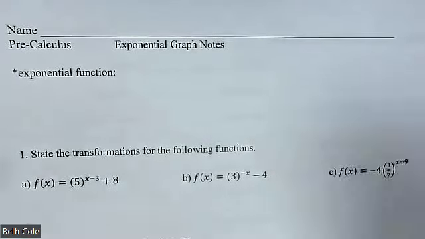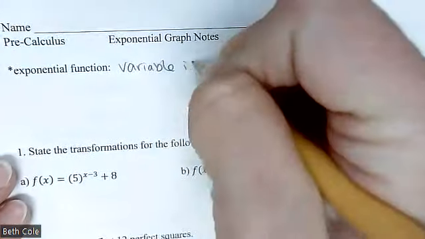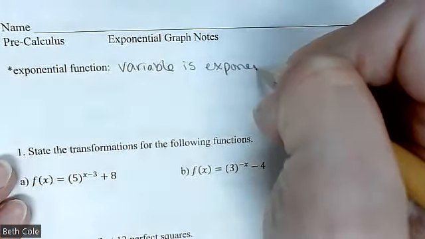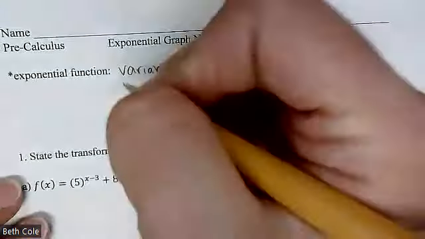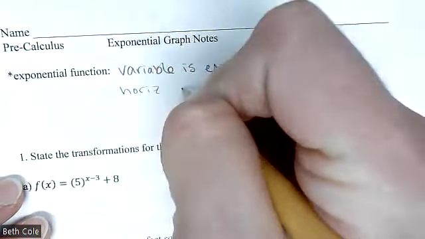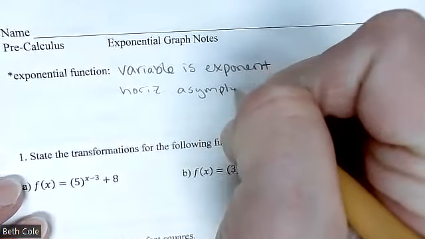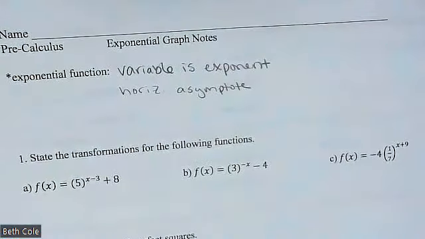All right, so an exponential function means that the variable, the x, is the exponent. So you have something to the x power. That's something we call the base. That has to be a number. So you would have like 2 to the x or 3 to the x or 5 to the x. There has to be a value there. They have a horizontal asymptote, not a vertical one. They only have a horizontal asymptote.